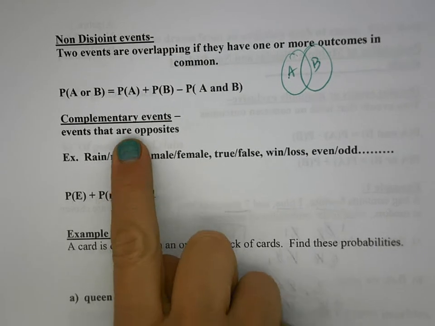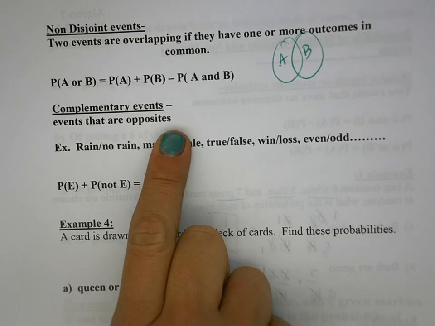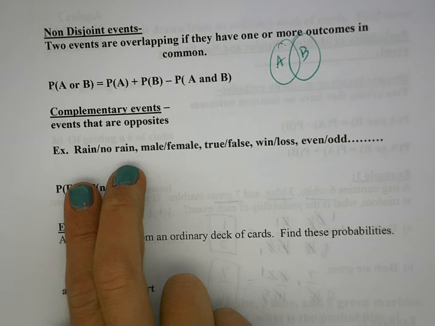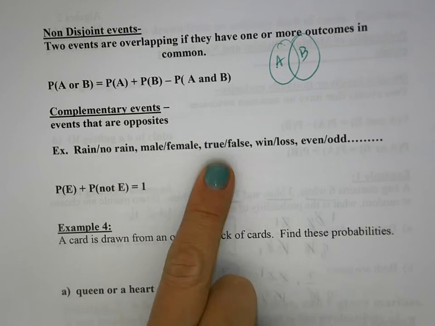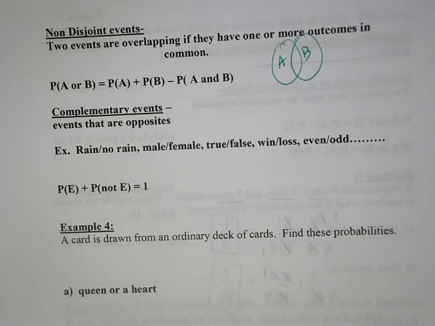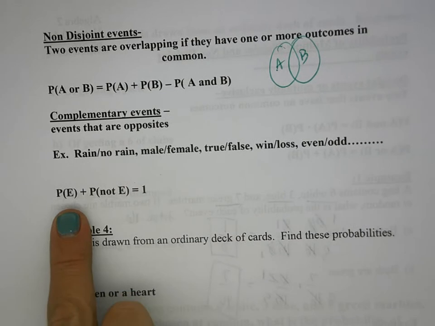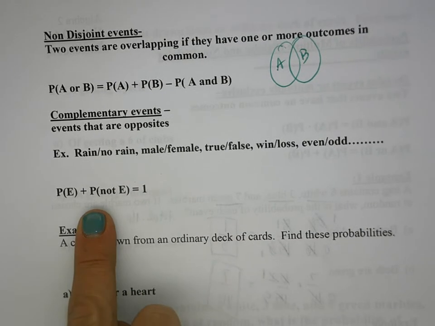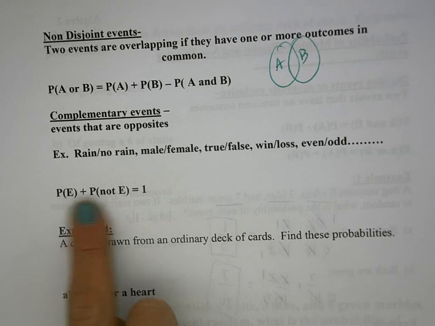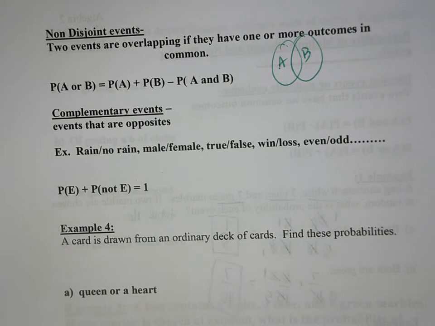Then there's complementary events that are opposites. So here's your examples. These are opposite events. You know, rain, no rain, male, female, true, false, win, loss, even, odd. They're exact opposites of each other. So that means they're complements of each other if there's an exact opposite. The probability of an event happening and the probability of the event not happening should add together and equal 1. It's either going to happen or not happen. There's no in between, right? Does that make sense? Okay.